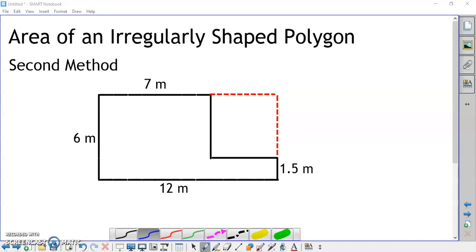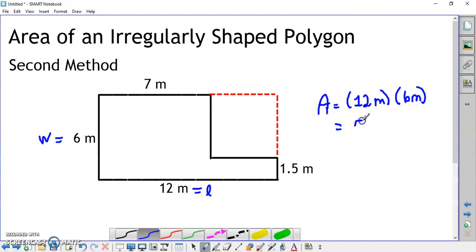So I can find the area of the big rectangle and then find the area of the rectangle that has been cut out and subtract. Let's start with the big rectangle. The length is 12 meters. The width is 6 meters. So the area is 12 meters times 6 meters equals 72 meters squared.